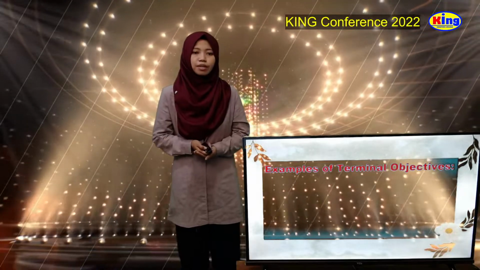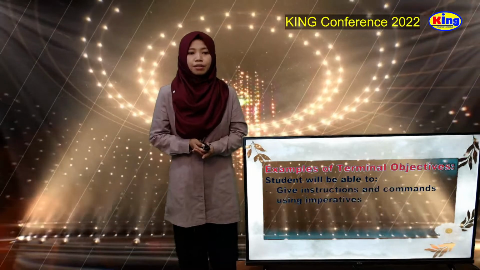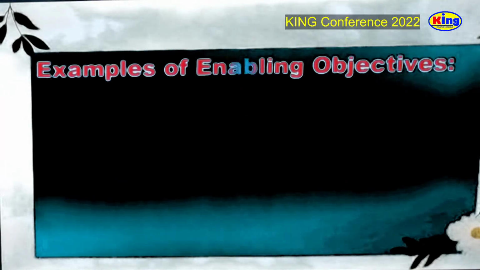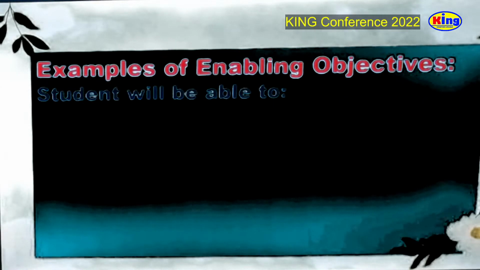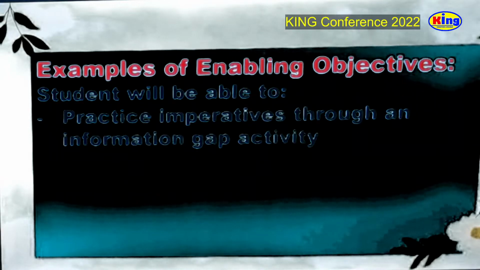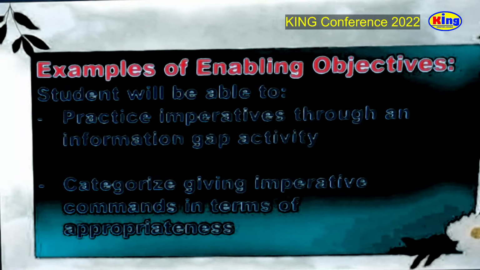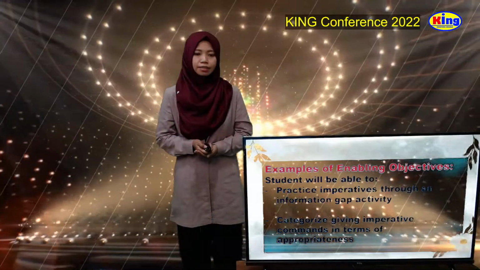Here I'm going to show you the examples of terminal objectives. Students will be able to give instructions and commands using imperatives. Students will be able to use imperatives in a socially appropriate manner. And then the examples of enabling objectives are students will be able to practice imperatives through an information gap activity. And then students will be able to categorize giving imperatives commands in terms of appropriateness.